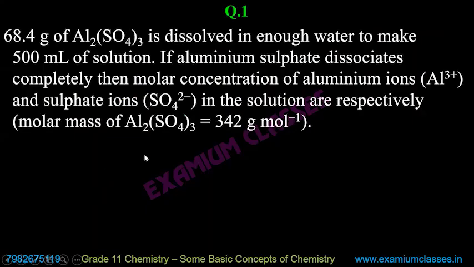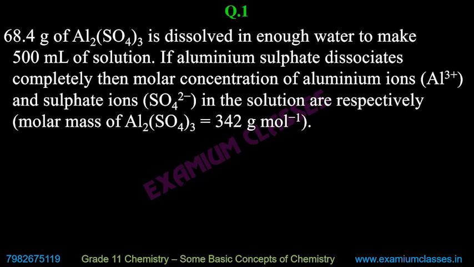So the first question here is: 68.4 grams of aluminum sulfate is dissolved in enough water to make 500 milliliters of solution. If aluminum sulfate dissociates completely, then the molar concentrations of aluminum ion and sulfate ion in solution are, respectively? So if you remember the question we have done about HCl, ionization of HCl, there we said that 1 mole of HCl gives 1 mole of chloride ion.